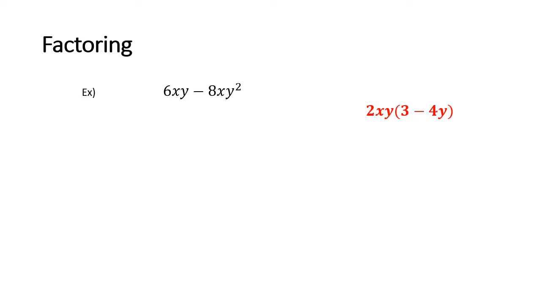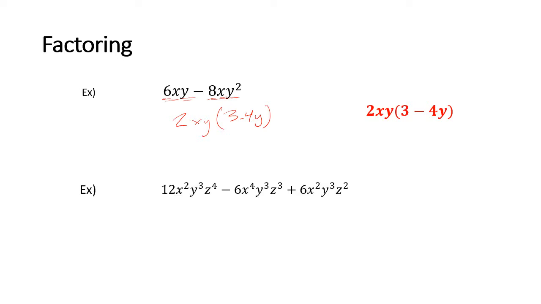Okay, so moving on to some examples. The first step is to take out a GCF, right? We have these two terms. In common between the 6 and the 8 is a 2, and in common we have an x and a y. So if we took out a 2xy, what would be left over from this? It would be 3. What would be left over from this? It would be negative 4y. So that's how you factor just a simple polynomial like that.